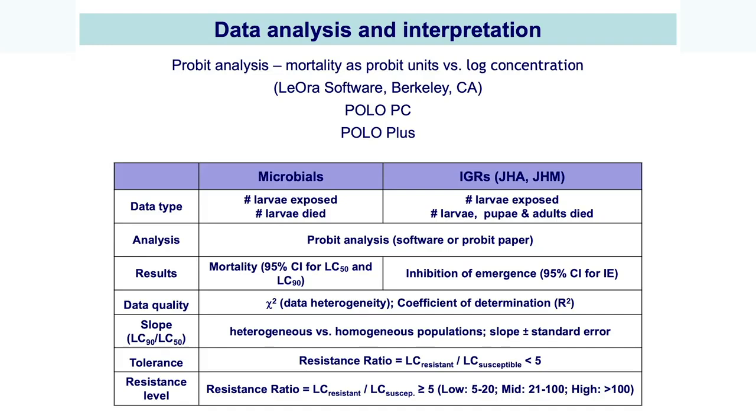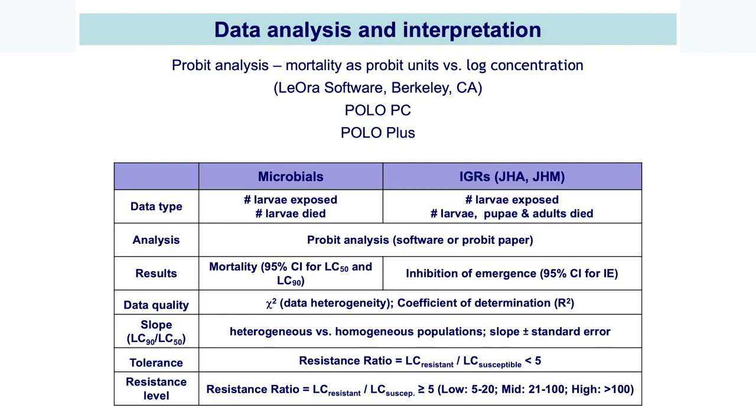If the resistance ratio is less than 5, the field population remains susceptible to the control agent as compared to the laboratory population. Resistance ratio can be categorized into 3 levels. Low levels of resistance if the resistance ratio is between 5 and 20. Mid or intermediate levels of resistance occur when the resistance ratio is between 21 and 100. High levels of resistance are indicated by resistance ratios greater than 100. These categories are somewhat arbitrary.